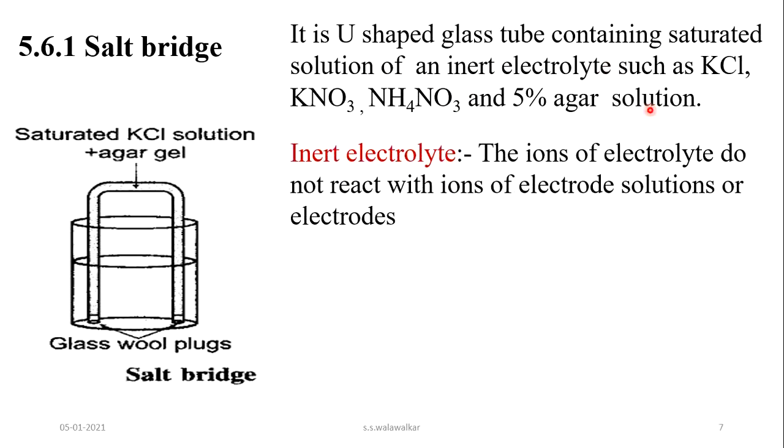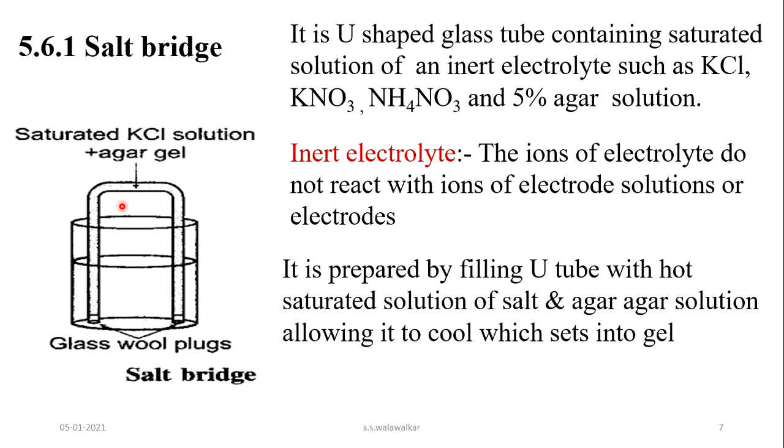Here inert electrolyte means the ions of the electrolyte do not take part or react with the ions of the electrode solution or that electrode. Such electrolytes are called inert electrolytes, such as KCl, KNO3, NH4NO3. All these act as inert electrolytes, along with 5% agar-agar solution. So saturated KCl solution and 5% agar solution is filled in this U-shaped glass tube.